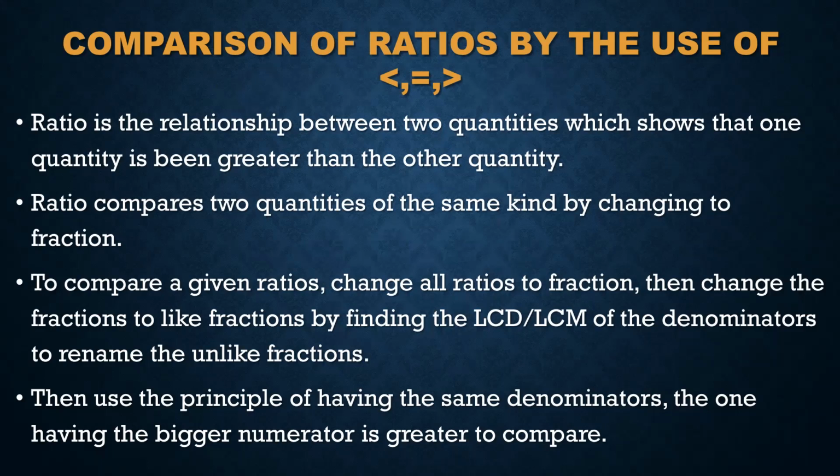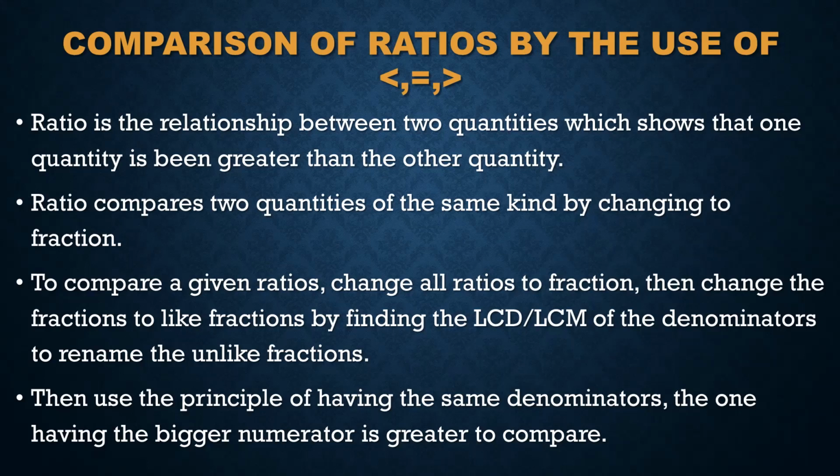To fraction. To compare a given ratio, change all ratios to fractions, then change the fractions to like fractions by finding the LCD, which is the least common denominator, or the LCM, which is the least common multiple. They are the same as the denominators, and then rename the unlike fractions to get what? Like fractions. Then you can compare. After getting the like fractions, use the principle of having the same denominators. The one having the bigger numerator is greater.